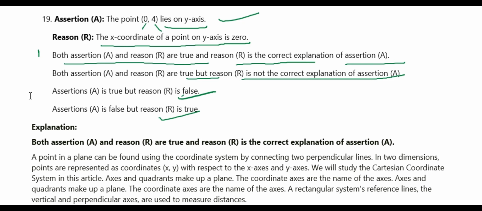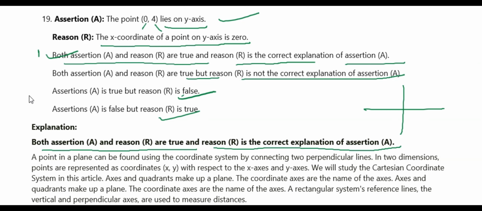You can see here we will choose that both assertion A and reason R are true, and reason R is the correct explanation of A. So we go with the first option. Why? A point in a plane can be found using the coordinate system by connecting two perpendicular lines. You can see here these are perpendicular lines in two dimensions. Points are represented as a coordinate (x, y) with respect to the x-axis and y-axis.